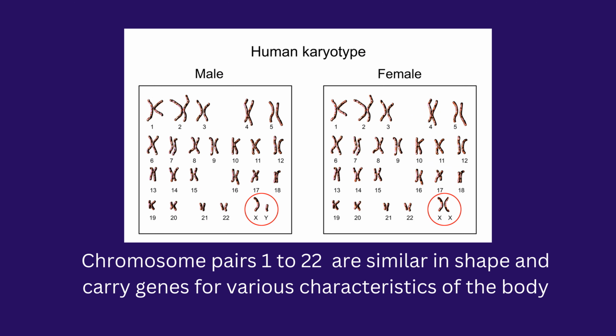So on the screen you are seeing a human karyotype. A karyotype is basically a visual representation of an individual's complete set of chromosomes arranged in numerical order. So remember we said that there are 23 pairs of chromosomes in the human body cells, and you can see them numbered. Chromosome 1 to chromosome 22 are similar in shape, and they carry genes for various characteristics of the body.